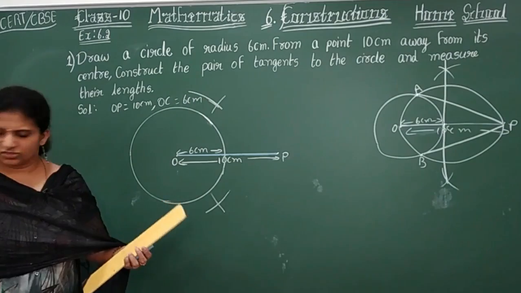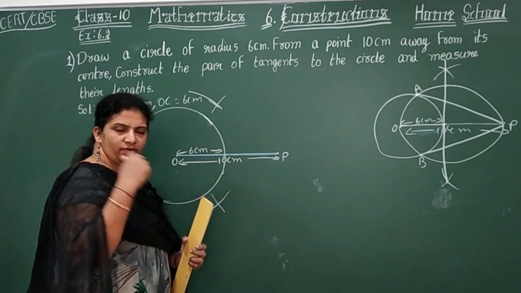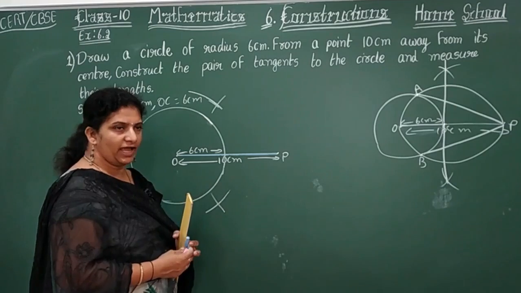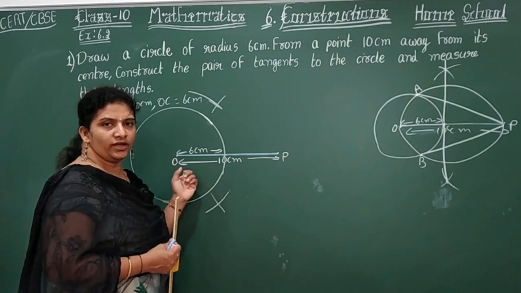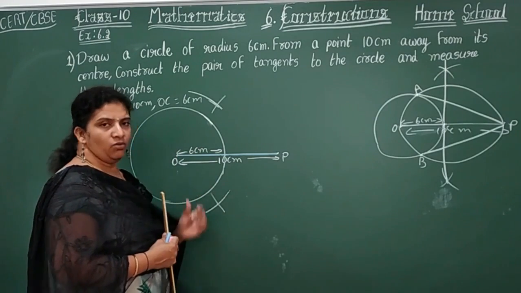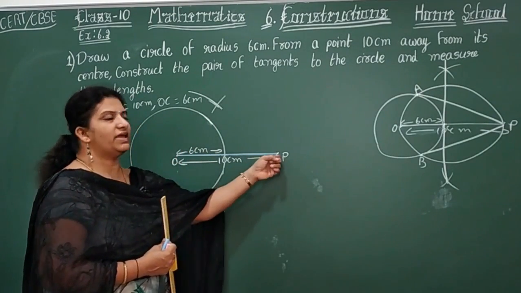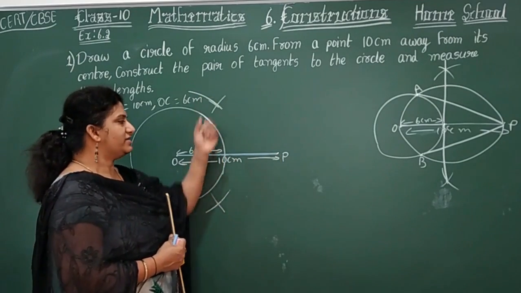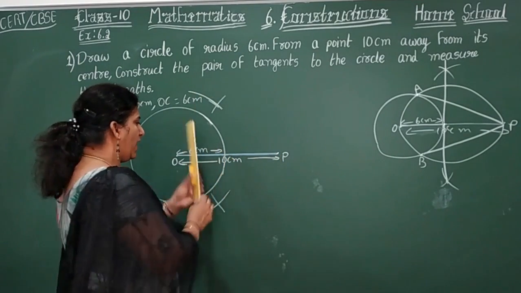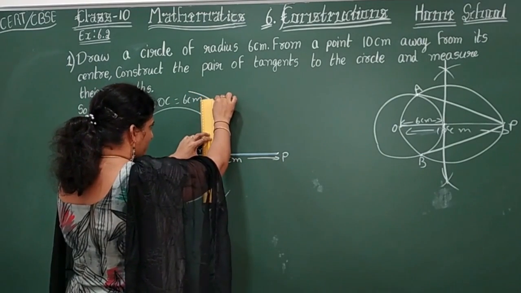right? So now what you are going to do? First step, 10 centimeters, draw a line. Then one end point, draw a circle with radius 6 centimeters. Now more than half, draw above and below one arc. From P as a center, cut these two arcs. Then now what we are going to do? Join these. Okay?